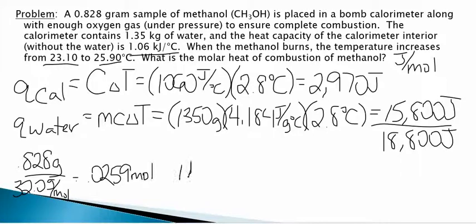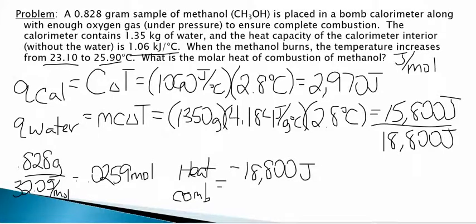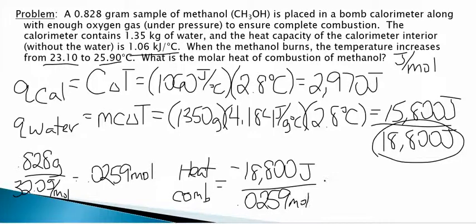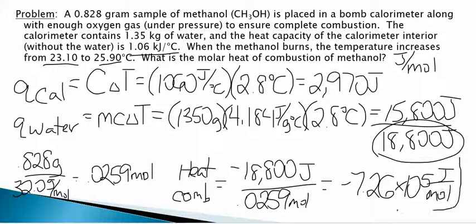I want the heat of combustion for methanol. So we're going to take the amount of joules, which is 18,800. Now I'm going to make this negative because the reaction is actually exothermic. The water in the calorimeter absorbed 18,800 joules, but the reaction itself is exothermic, so I'm going to make the heat of combustion negative. I'm going to divide by the moles of methanol, and we have my molar heat of combustion for methanol, negative 7.26 × 10^5 joules per mole.